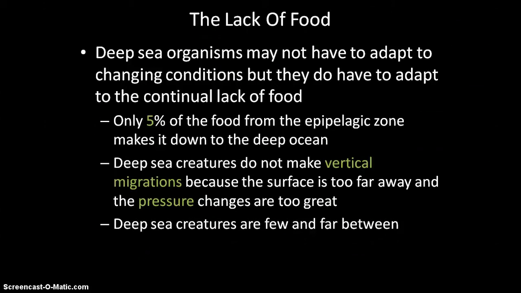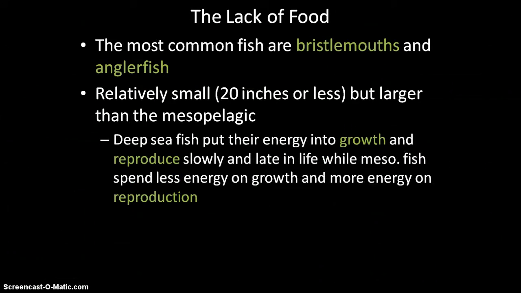So, lack of food, not a lot of food. Deep sea animals may not have to adapt to a lot of changing conditions like temperature and light levels, but they do have to deal with this lack of food. So 3 to 5% of the food in the epipelagic zone ever makes it down to the deep sea, and they're too far down there to make vertical migrations because the surface is very far away and the pressure changes are huge. So they can't migrate to the surface to get food. They have to rely on eating whatever is swimming by or whatever falls from the surface. So that means there's actually not a whole lot of creatures that live in the deep sea because there's not a lot of food to support them.